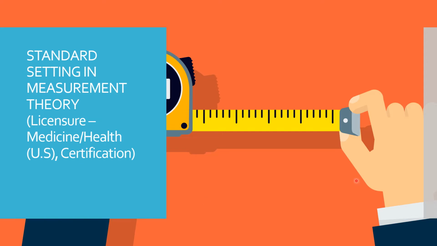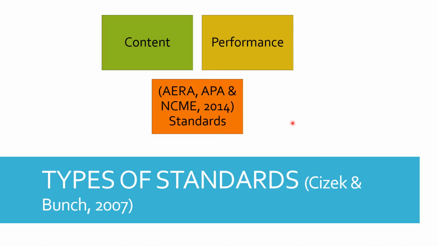So standard setting and measurement theory can be used for different purposes. We have licensure, which is really in medicine and the health field, and in the US, and also certification, for example, the CAPE and so on. So there are different types of standards as proposed by Cizek and Bunch. We have content standards, performance standards, and standards as it relates to guidelines from AERA, APA, and NCME.